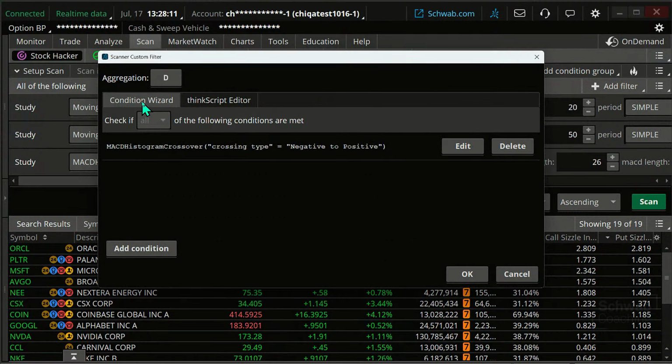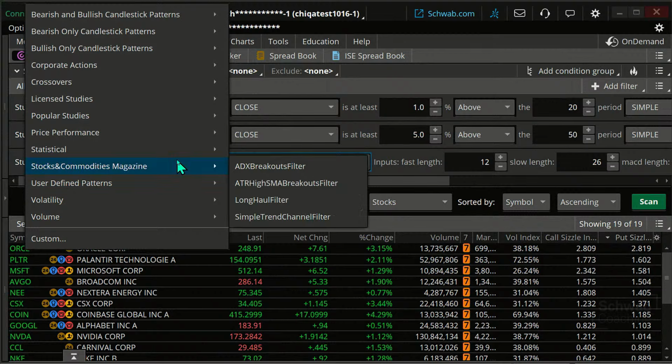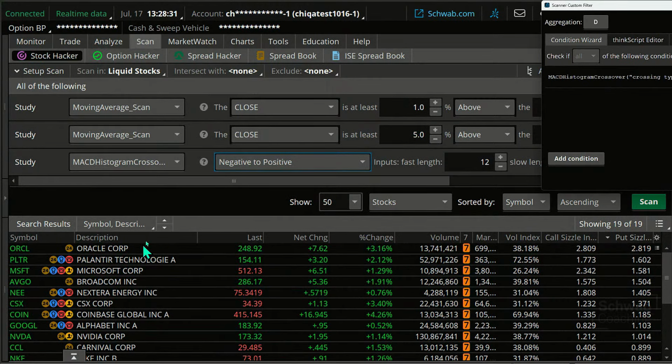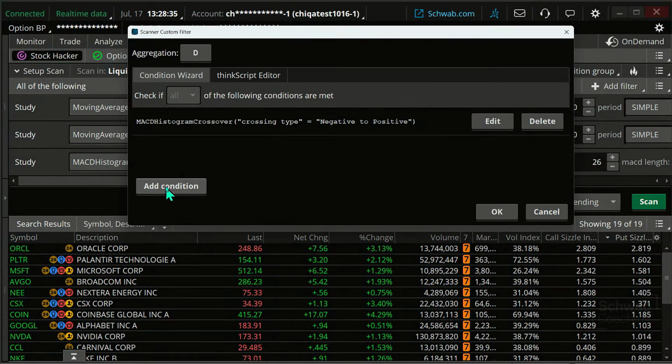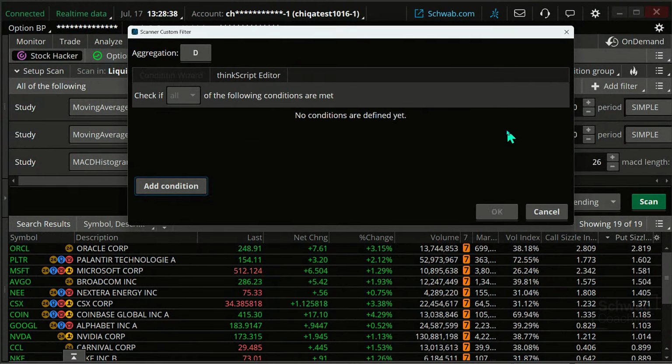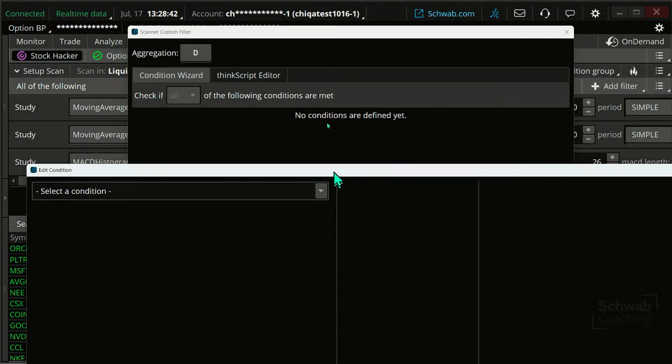I'm going to use this condition wizard, because this is going to be more accessible to the vast number of people, including myself. So here's my condition wizard. I forgot to clear that one out. Let me delete that. Add a condition. Okay, so now I think this should do it.